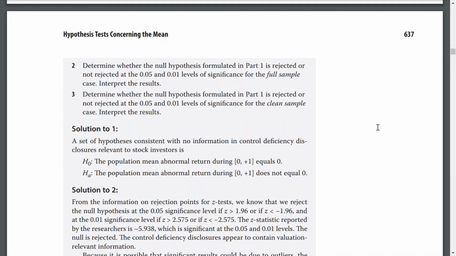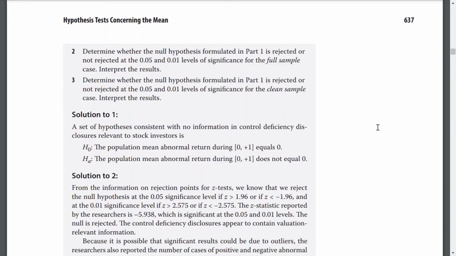Solution to 1. A set of hypotheses consistent with no information in control deficiency disclosures relevant to the stock investor. The null hypothesis is the population mean abnormal return during days 0 and plus 1 equals 0. The alternative hypothesis is the population mean abnormal return does not equal 0.